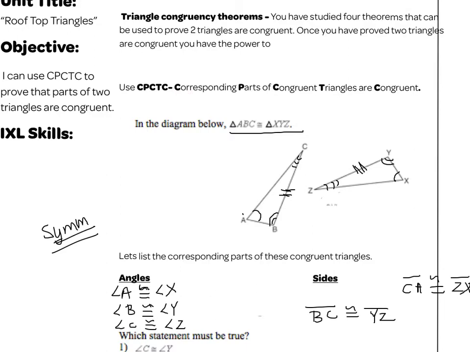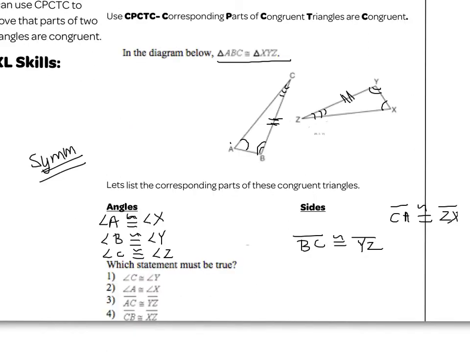CPCTC. Now we're ready to look at an example. Given the problem that we just looked at, it says, which statement must be true? Is angle C congruent to angle Y? Well, we know that's not true, because we just proved what angle C is congruent to. Is angle A congruent to angle X? Well, it looks like one of our corresponding part statements. So we're going to actually circle that one. But we're going to verify the other ones too.